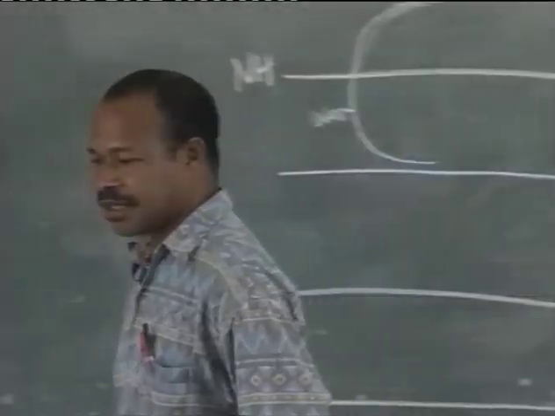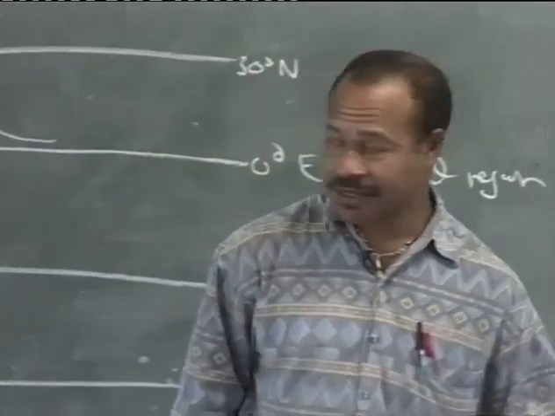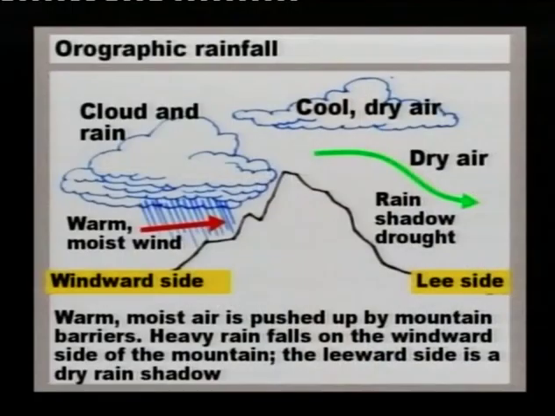Let's look at the next rainfall type, which is orographic. Orographic rainfall is also known as relief rainfall. What does the word relief mean? It talks about the topography. So this rainfall only occurs when there is the existence of a barrier, and this barrier is a topographic barrier, a mountain.